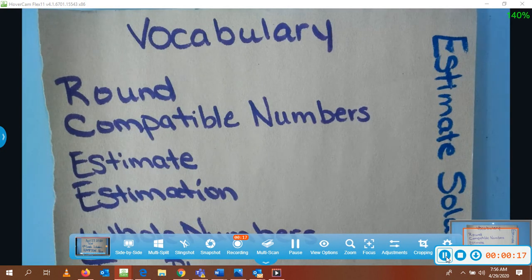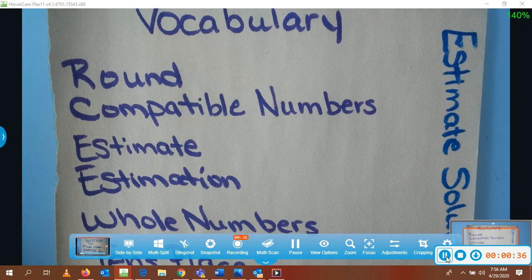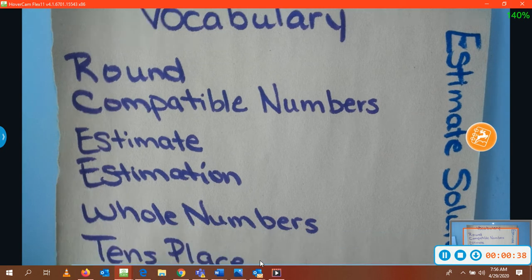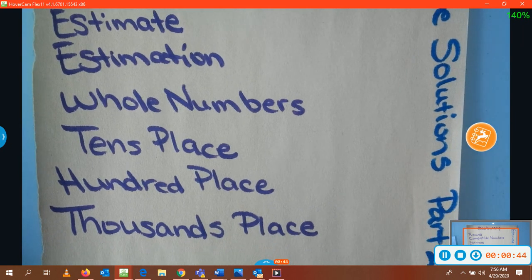Today, while estimating solutions, we need to remember our vocabulary. So I want you to recognize and define this vocabulary in your notes. The first ones will be round, compatible numbers, estimate, estimation, whole numbers, tens place, hundreds place, thousands place. These words should be very familiar to you.